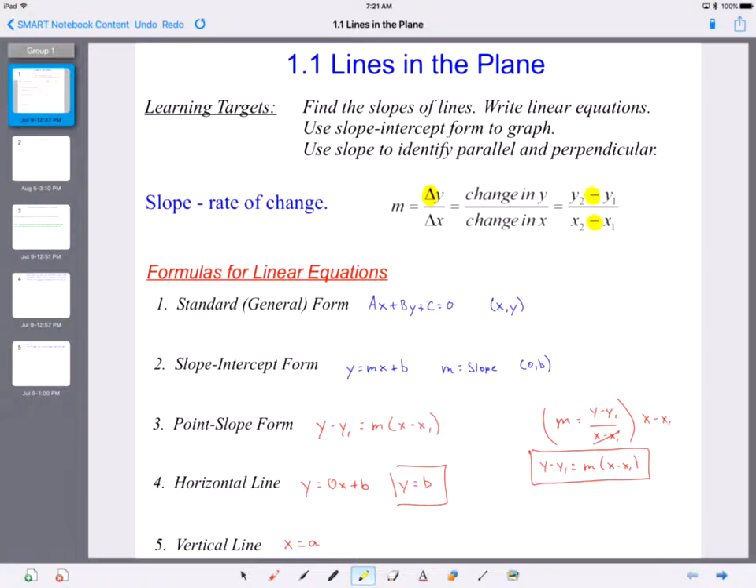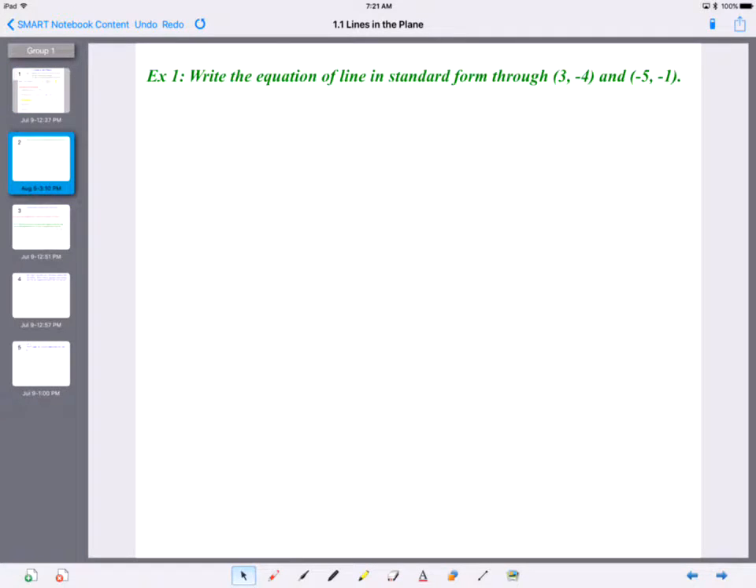Point-slope form might be one that some of you are not familiar with that I want you to become more familiar with, and I'll show you in terms of using that today as well. So some of the general questions that can be asked, once again, we're just getting started here, kind of checking your algebra, things like that.